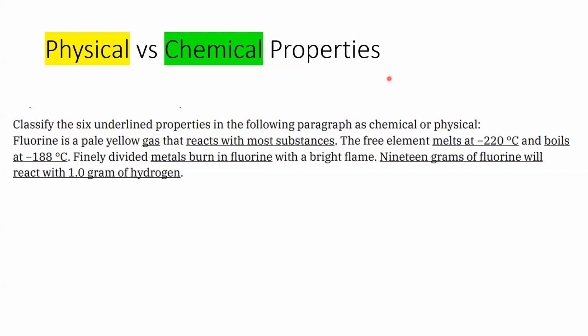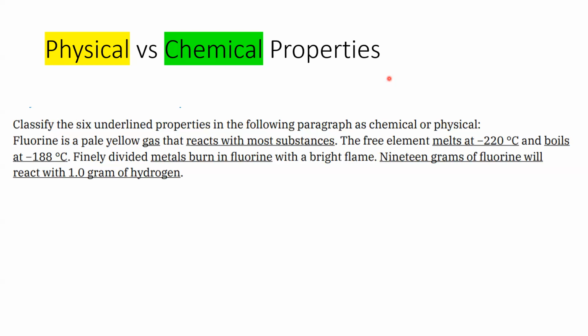But looking at the first one, fluorine is a pale yellow gas. So since we're just underlining gas, that's going to be a physical property, because that's just describing the state of matter, but it's not describing what that substance is. It's not describing the identity. We could have fluorine as a liquid. We could have fluorine as a solid, it would still be fluorine. So just knowing it's a gas is only going to be a physical property.